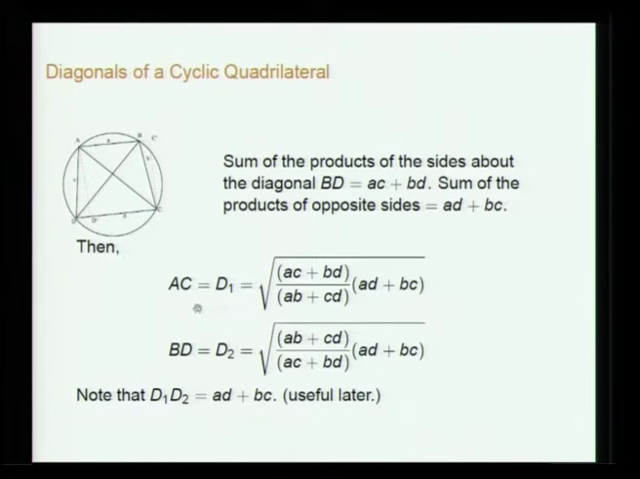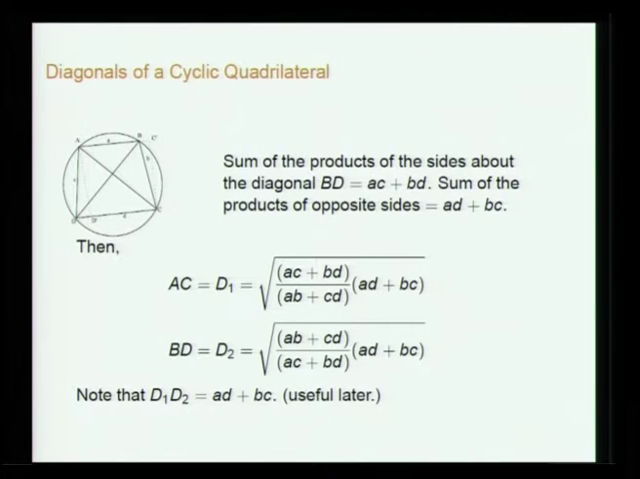Then the result is D1, which is AC, equal to the square root of (AC plus BD) by (AB plus CD) into (AD plus BC), and BD, the other diagonal, is the interchange of this. So, AB plus CD will go up, and AC plus BD will come down. The sum of the products of opposite sides will be the same. These are the results for the two diagonals, and note that D1 D2 is AD plus BC, which will be useful later in many applications.